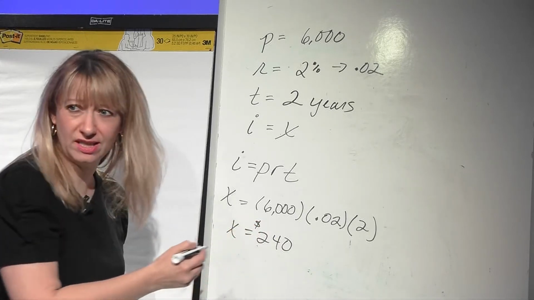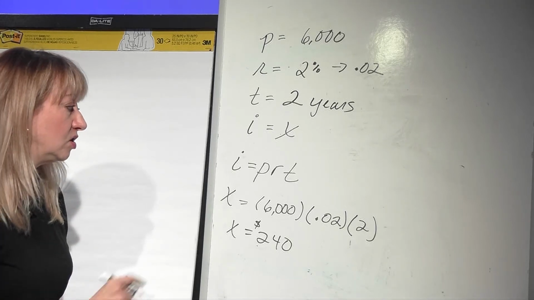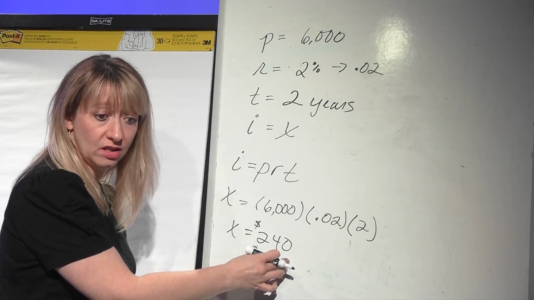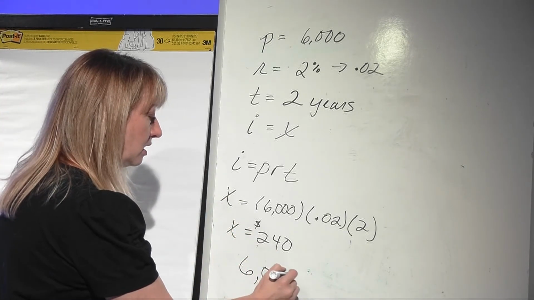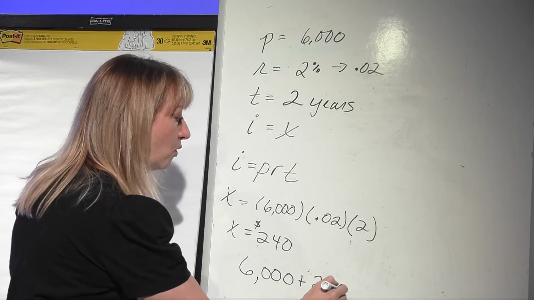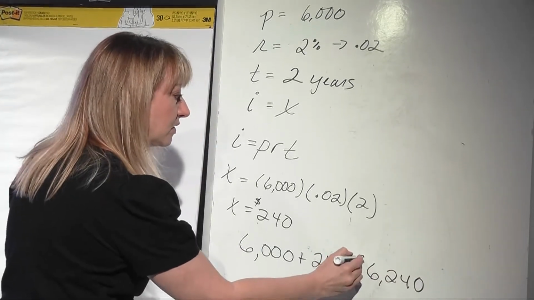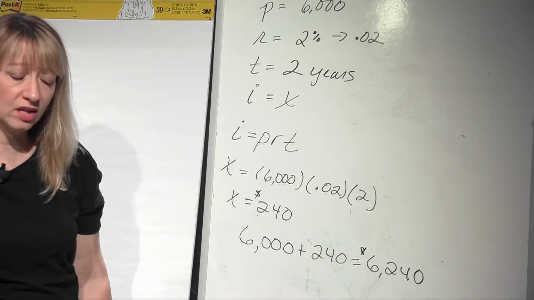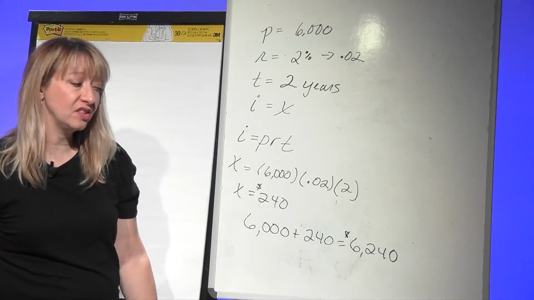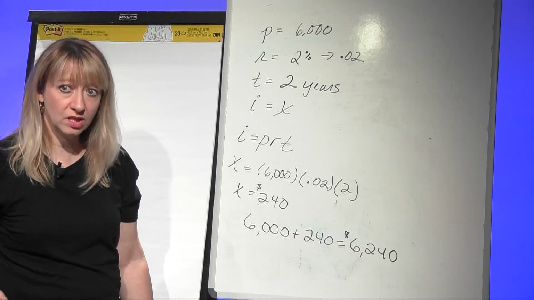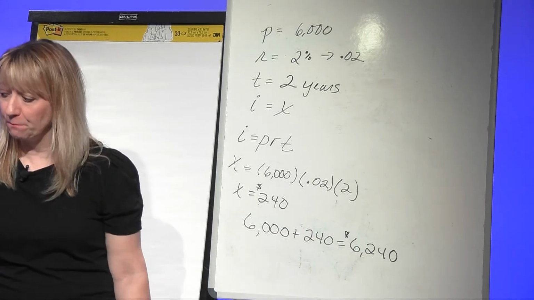That's her interest. But you want to remember the question is asking you how much will be in her account. So it's not $240, that's what she earned. What's in her account is how much she put in plus her interest. So it would be $6,000 plus $240, which is $6,240. So again, you have to make sure you read the question carefully. Sometimes these questions will say, how much interest did she earn? Or it might say, how much is left in her account after 2 years or 3 years. So always go back and double check the question to make sure you're answering what they're looking for.